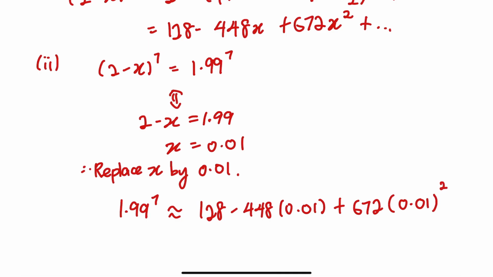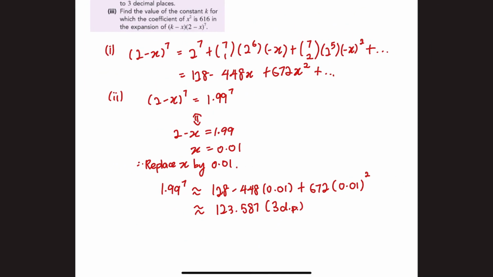Therefore, round off to 3 decimal places. By estimation, this should be 123.587, round off to 3 dp. And this is your solution to part 2.